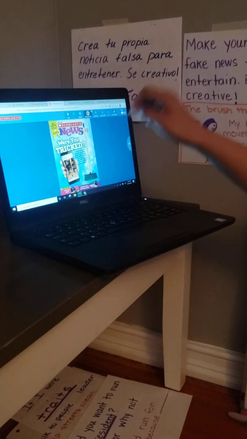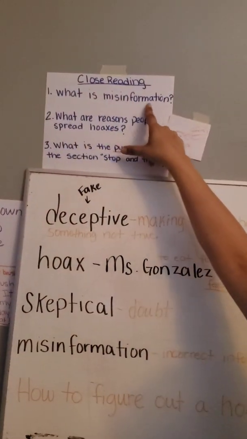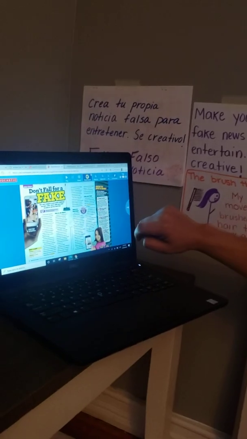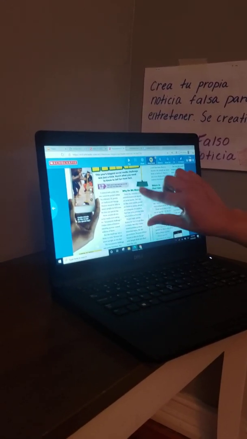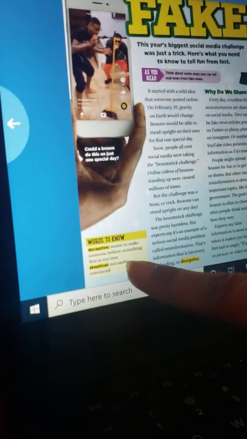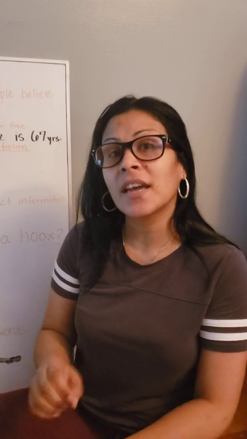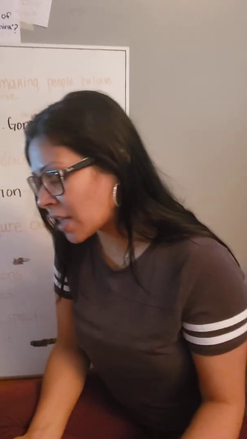Okay, so let's go over the questions. After you read the article, we have our close reading questions, right? They're up here if you can't see. Number 1, what is misinformation? Well, we know that if we look in the text, we'll find our answer, right? Right here in this little yellow box where it says words to know, deceptive means to make someone believe something that is not true. That's your answer. Remember, I want you to try to paraphrase, to write that in your own words. What is misinformation in your own words? It is information that is not true.